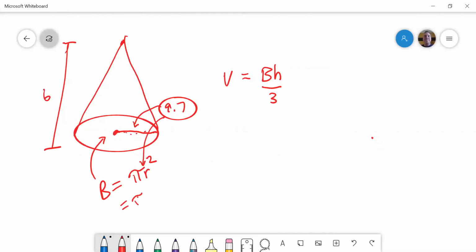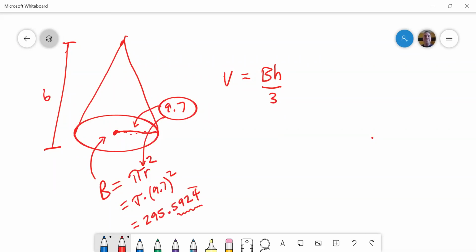So pi times 9.7 squared. So 9.7 squared, and I'm going to multiply that by pi. All right, that's good. And I get a base area of 295.59224. Again, if you can round it to 4 decimal places, even though you're not at your final answer, because that's very accurate, right? Even though that's not our final answer, obviously.